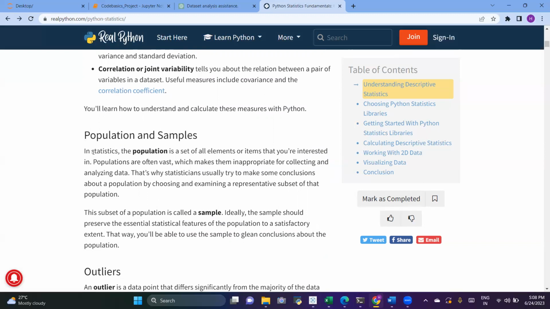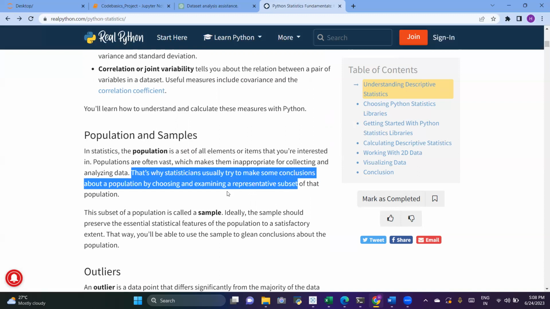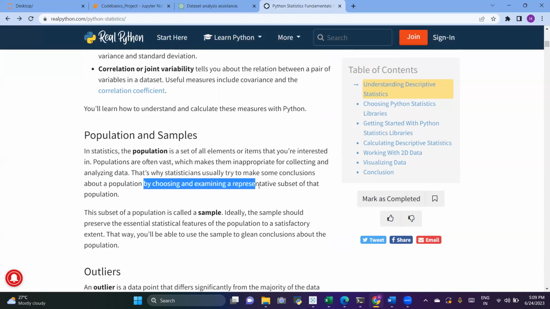Coming to the description here, population is the set of all elements or items that you're interested in. Populations are often vast, which makes them inappropriate for collecting and analyzing data. That's why statisticians usually try to make some conclusions about the population by choosing and examining a representative subset of that population. Basically, we don't analyze the whole data. We analyze the subset of the population that is called a sample.